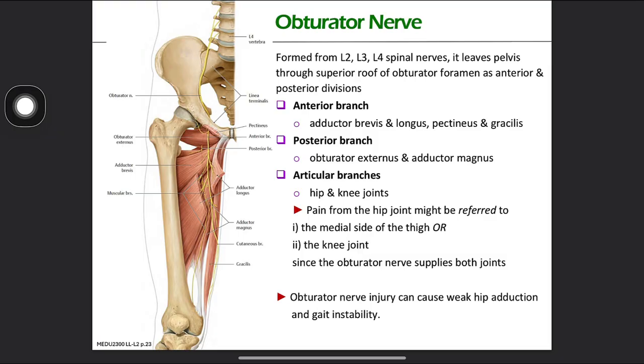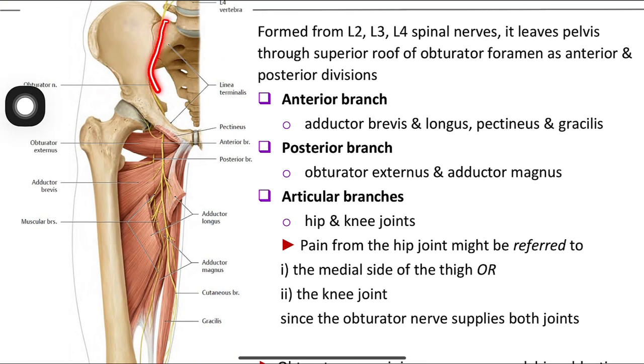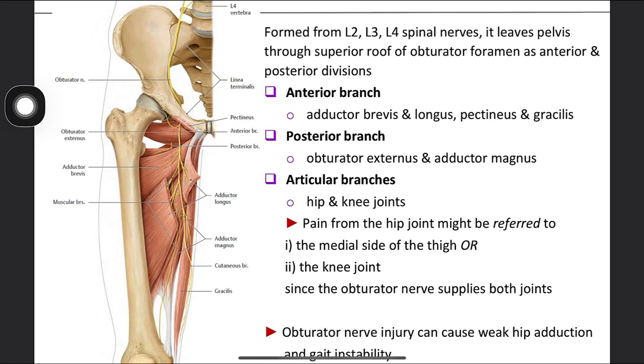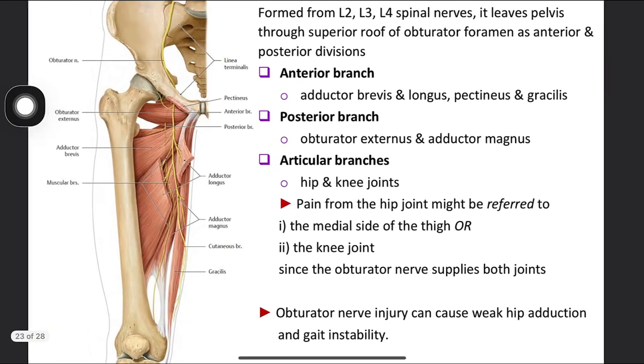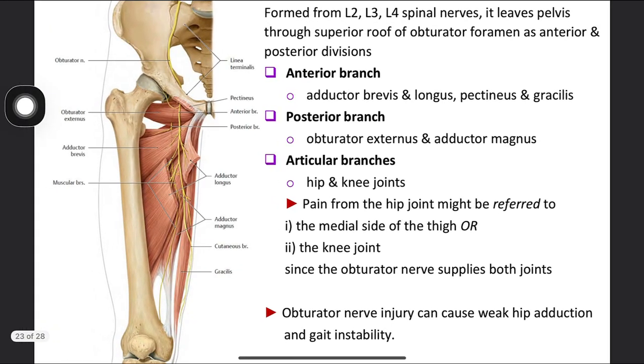Okay, so it forms from the L2 to L4 spinal nerves. I'm sure every one of you should have touched the obturator nerve in your dissection. It's running quite deep and then swings around the interior of the pelvis, then goes through the obturator foramen, and then it leaves and goes to the thigh. And then it actually has 3 divisions.